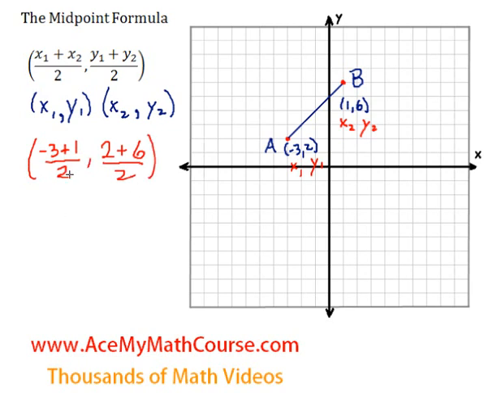Now we can just simplify. -3 plus 1 is just -2, and we're dividing that by 2. 2 plus 6 is 8, and we're also dividing that by 2. -2 divided by 2 is -1, and 8 divided by 2 is just 4. So (-1, 4) is the midpoint of our line segment AB. (-1, 4). So that is our midpoint.